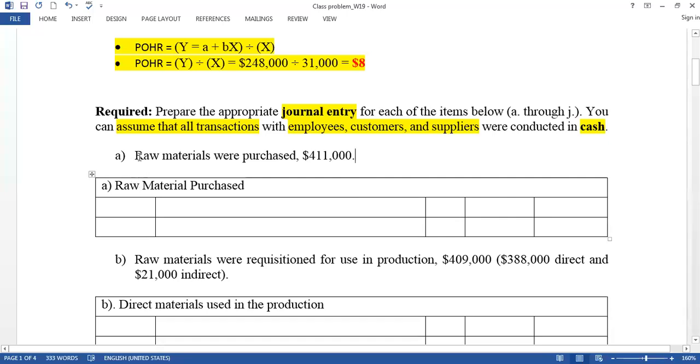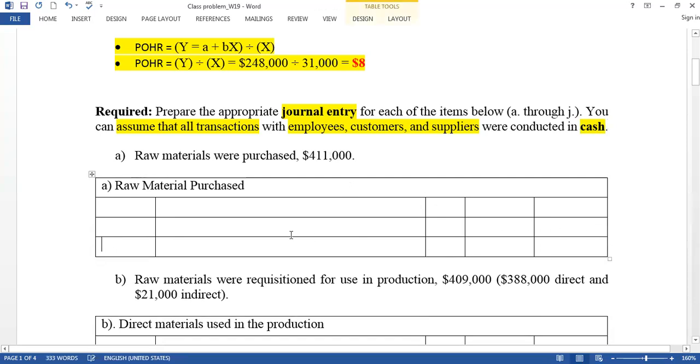So first transaction, A, raw materials were purchased for $1,000 and paid cash, because everything is related with cash. So this company purchased raw materials and paid cash. What is the journal for this? Last class I told you that raw materials inventory is our asset. If we purchase it, it is going to increase, and if it is increased, it is debit.